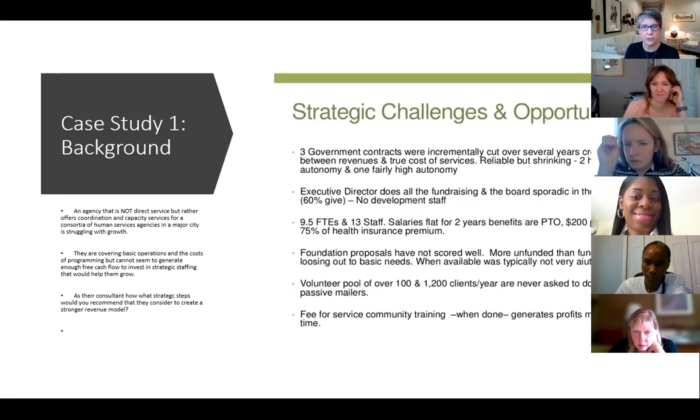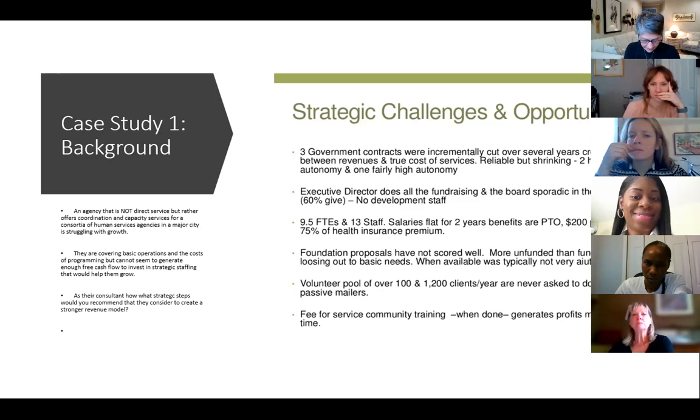There's a volunteer pool of over 100 and about 1,200 clients per year. They're never asked to donate beyond passive mailers. There's a fee for service in community training. When it's done, it generates profits most of the time.